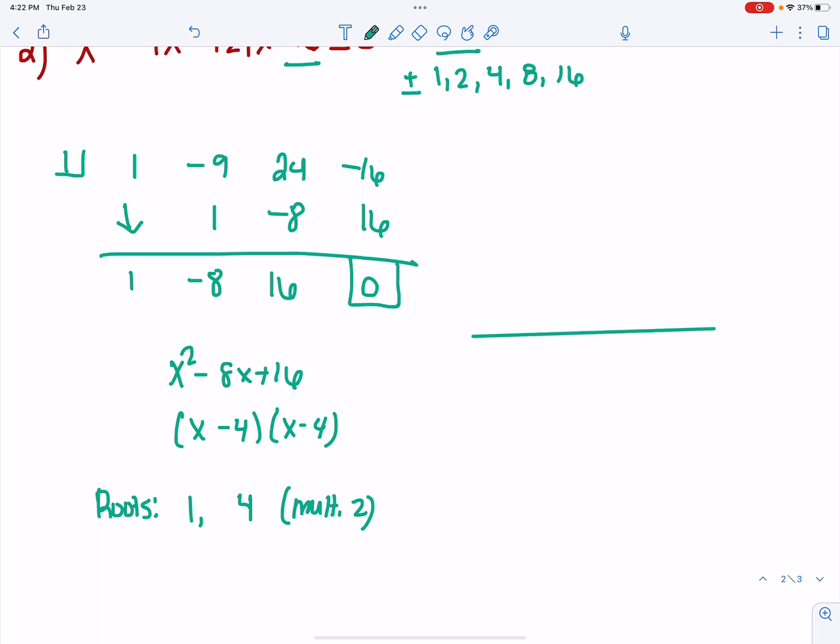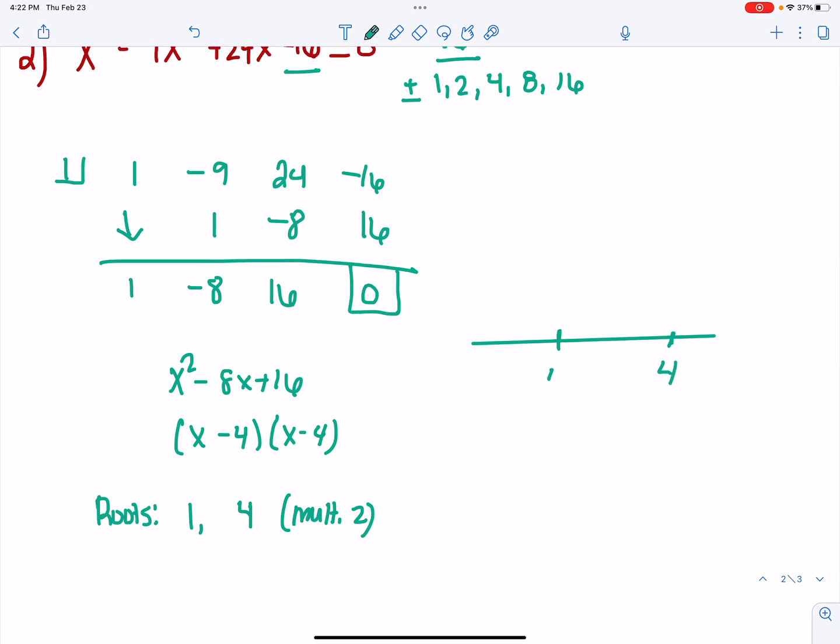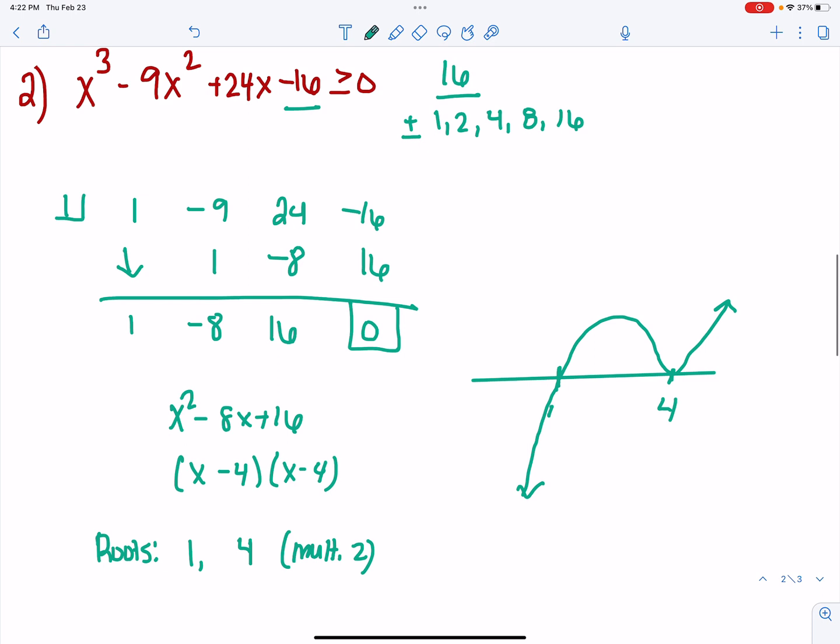I'm going to sketch my graph looking at 1 and looking at 4. My end behavior should look something like this right here. I have a bounce at 4. And at 1 and at 4, it is going to be a closed circle because I have a greater than or equal to symbol. Since I have a greater than or equal to symbol, I'm looking for when my graph is above the x-axis. In this case, right here, right here, right here, right here.